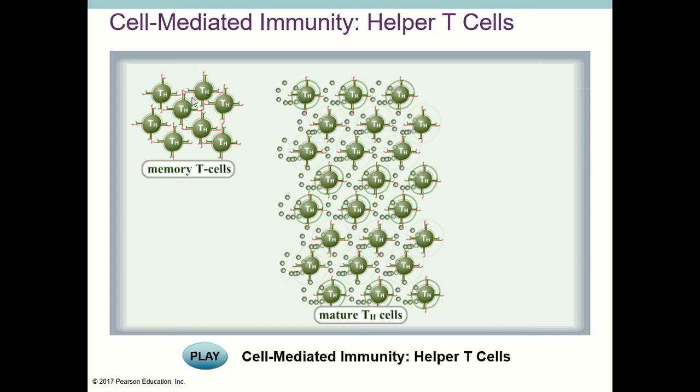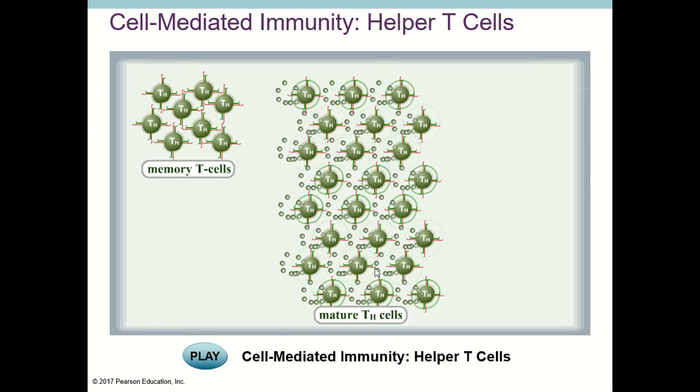So about half of them are going to go ahead and become memory T cells for future infection, and the other half are going to become mature T cells, to be readily available for infection that might happen right away.